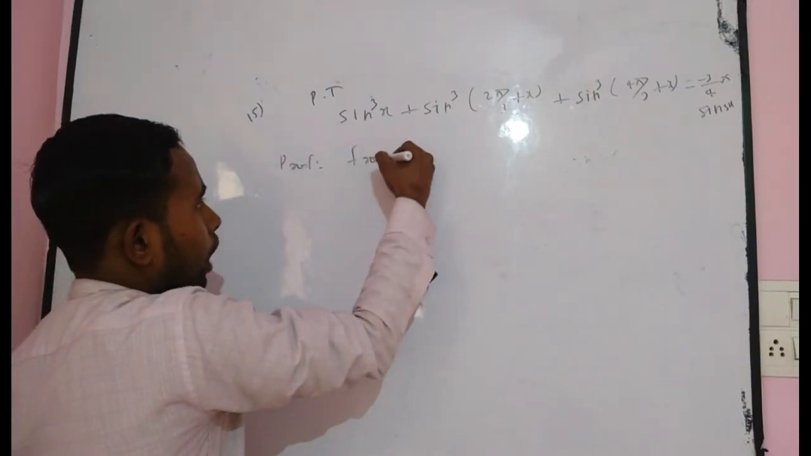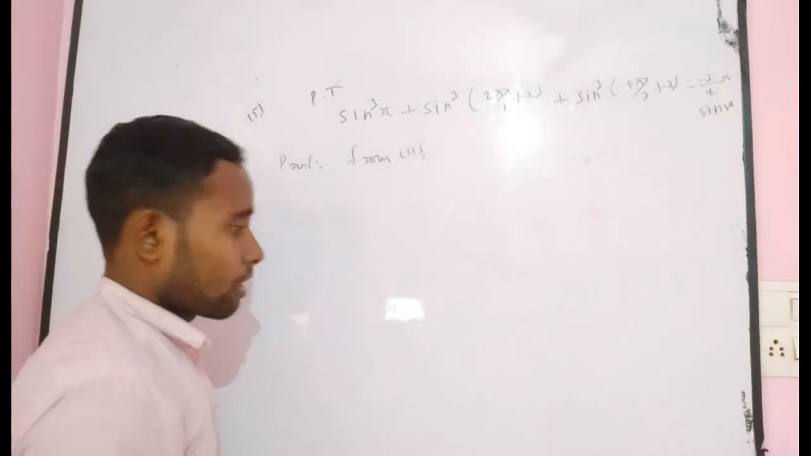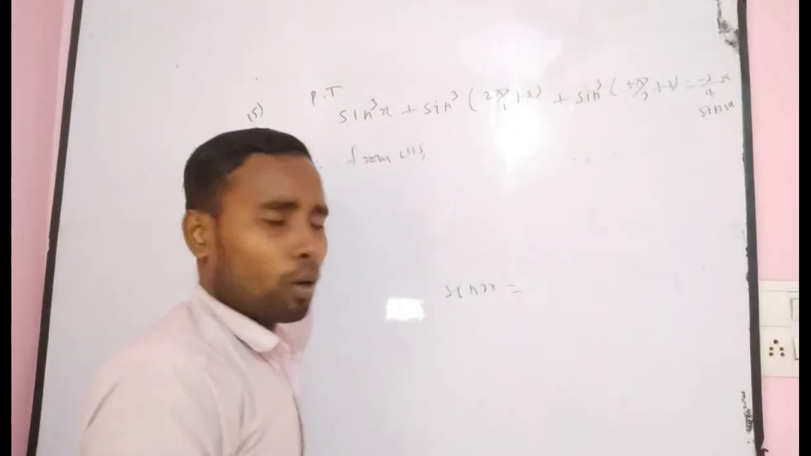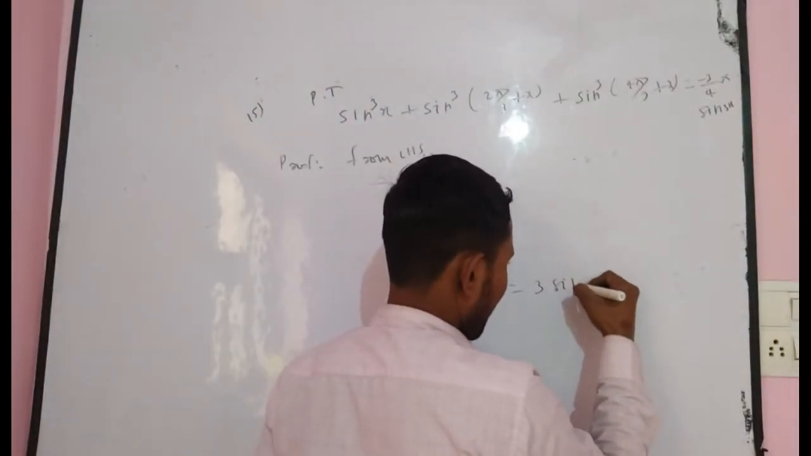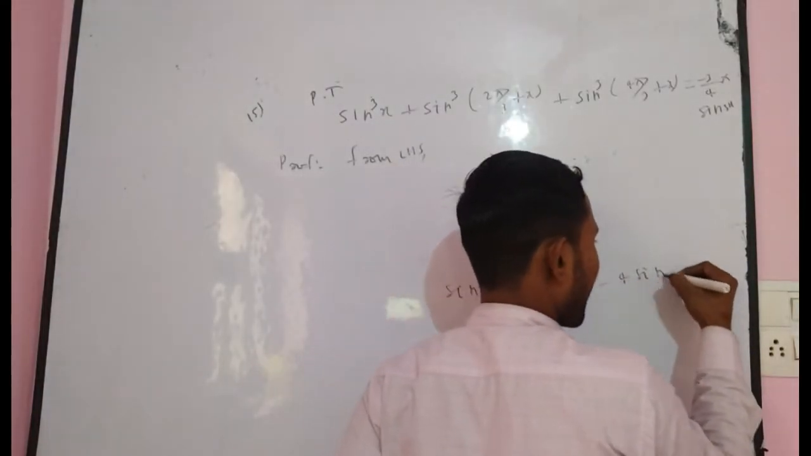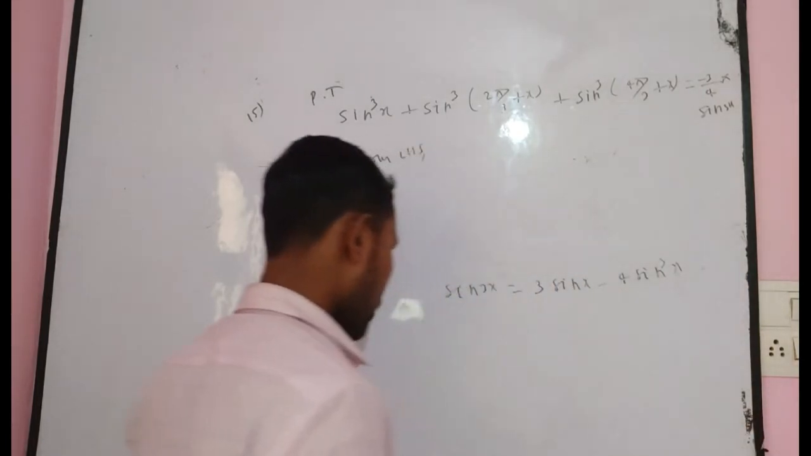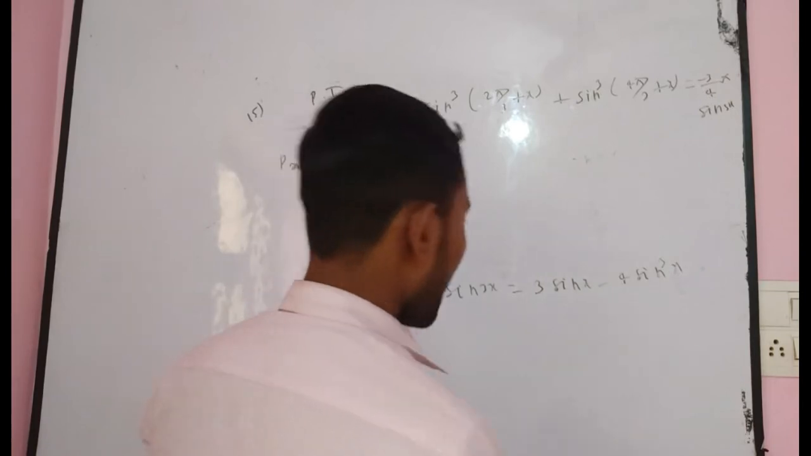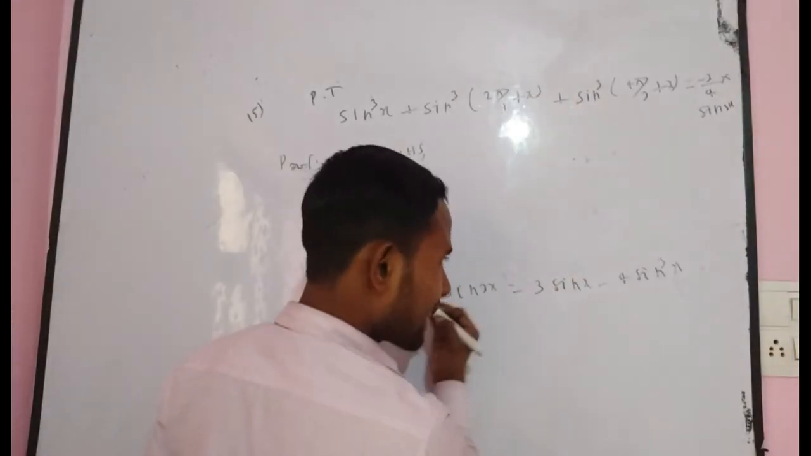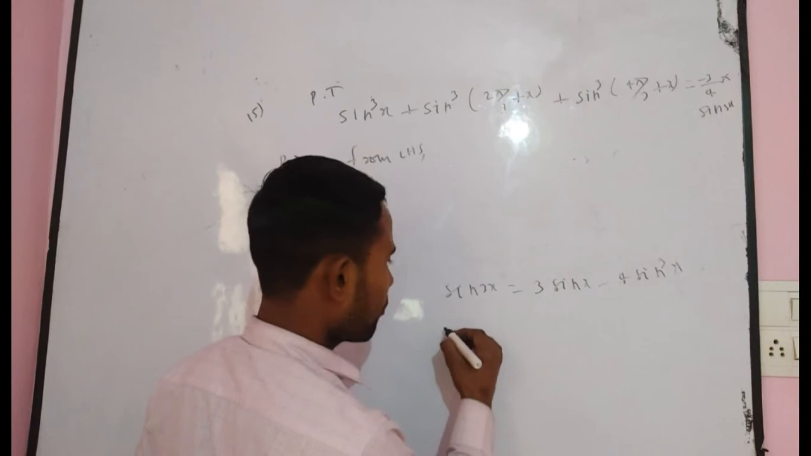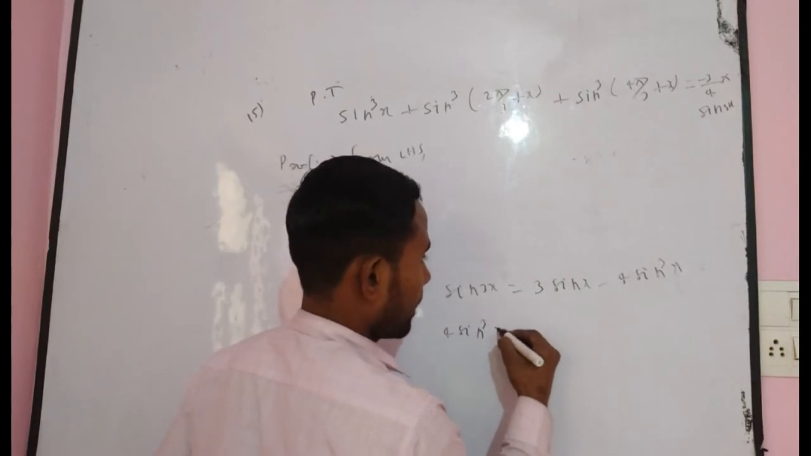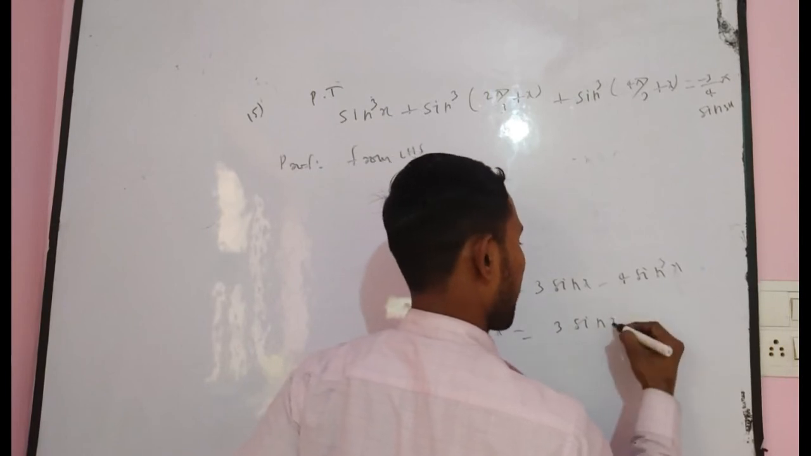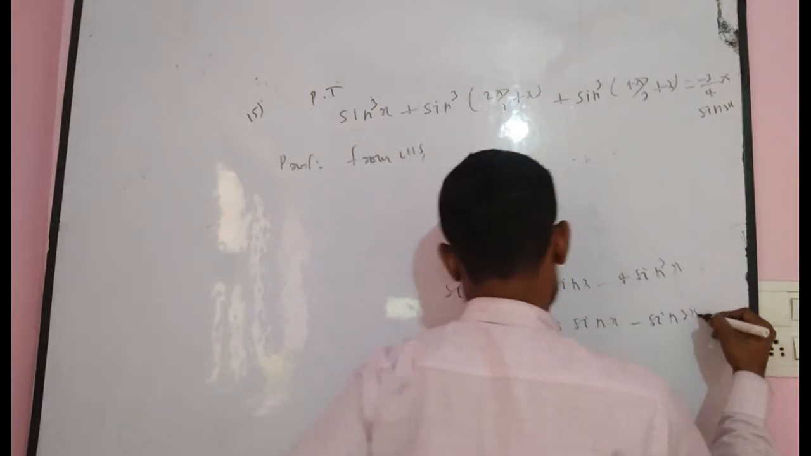Simply, you have to proceed from the LHS. But before starting, I want to give some formula. Sin 3x is equal to what? 3 sin x minus 4 sin³x. I think you understand this formula: sin 3θ is equal to 3 sin θ minus 4 sin³θ. Now, if you take this part to the LHS, then you get 4 sin³x is equal to 3 sin x minus sin 3x.